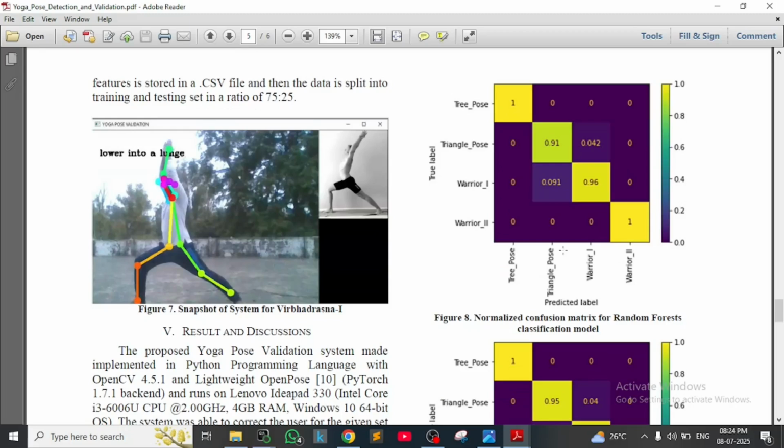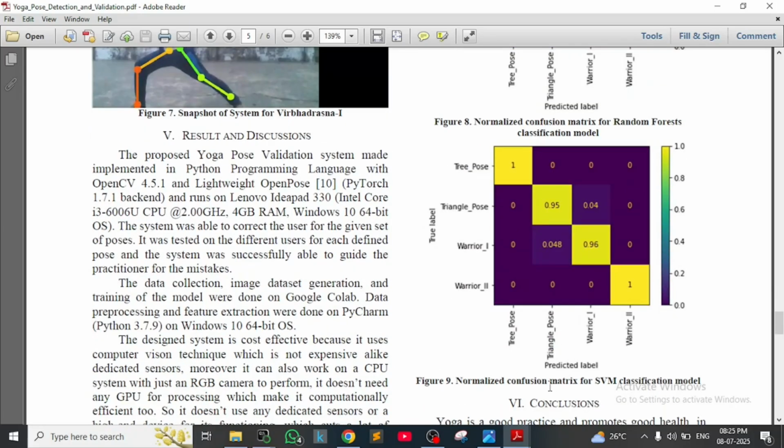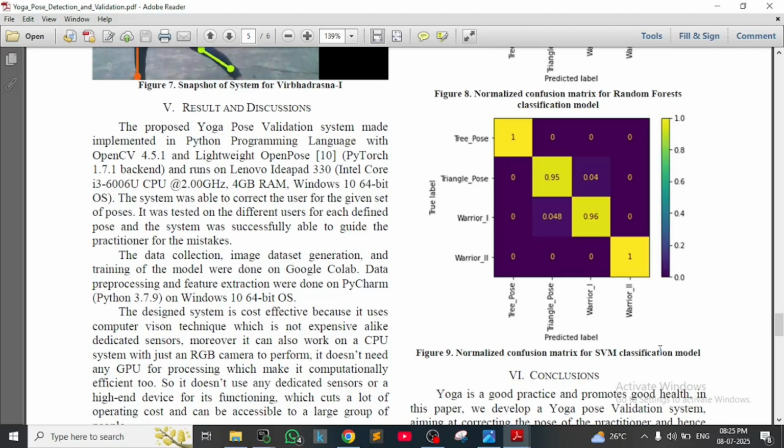See the confusion matrix. This is the normalized confusion matrix for the random forest classification model, and this one is the normalized confusion matrix for the SVM classification model. The system runs on basic hardware, a standard RGB webcam, a mid-range laptop, and no GPU is required for this. This makes it cost effective and accessible for everybody.